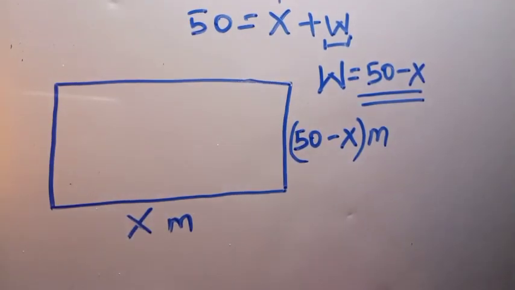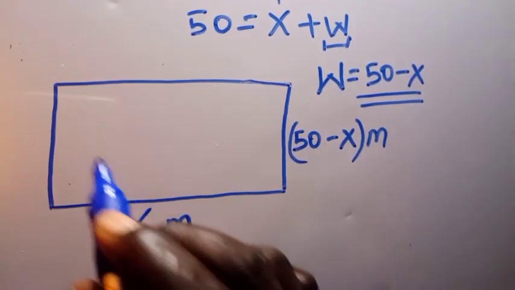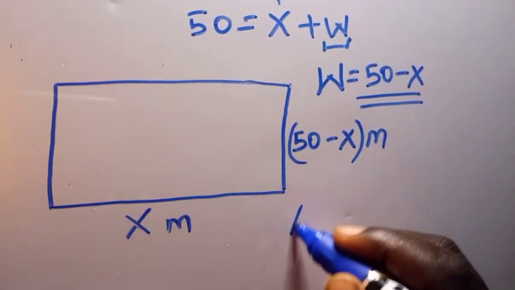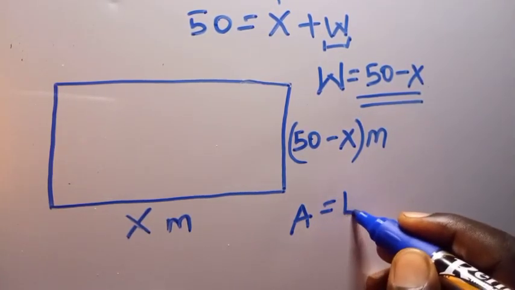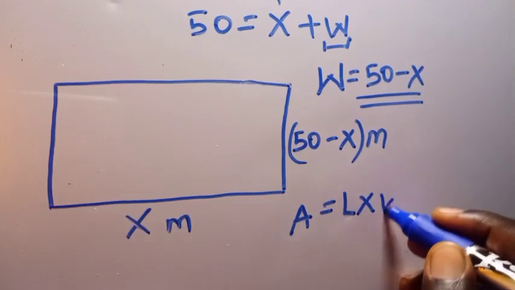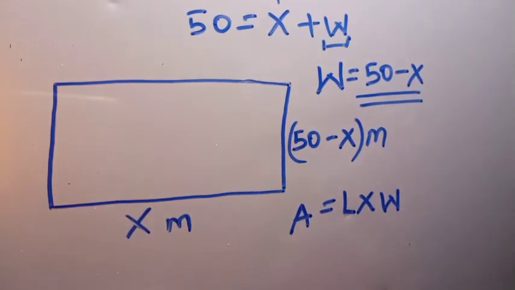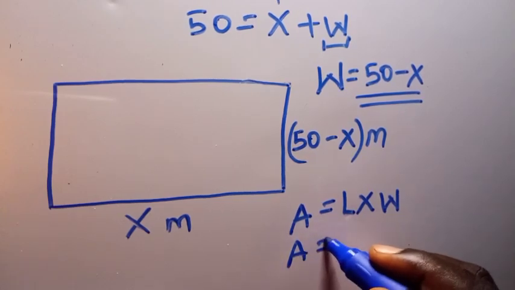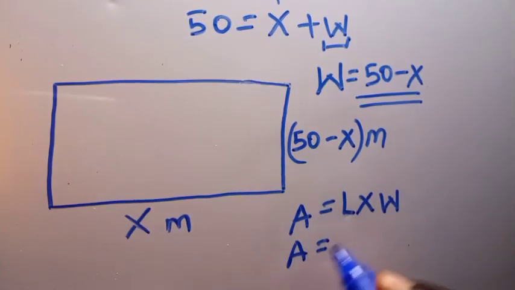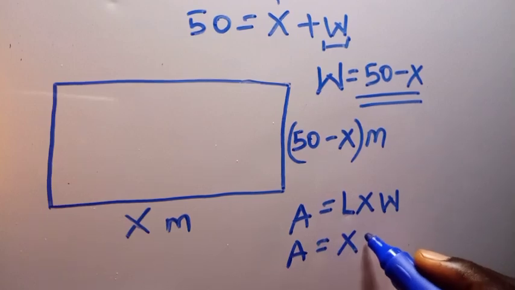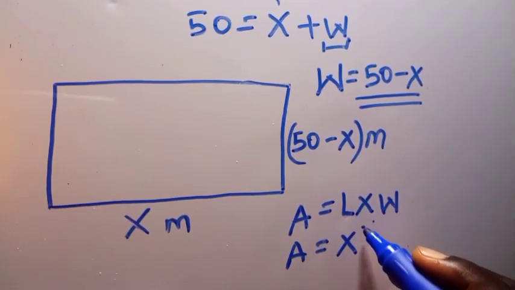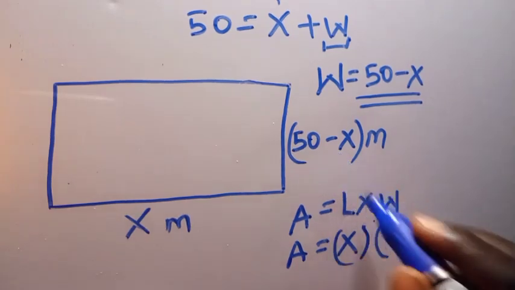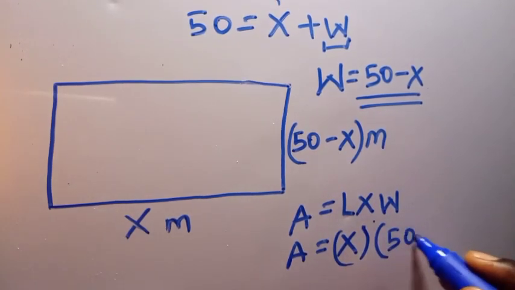Now, we need to find the area of this rectangular enclosure. The area of a rectangle is always length times width. Our length is x meters, and therefore we shall have x times our width, which is 50 minus x.